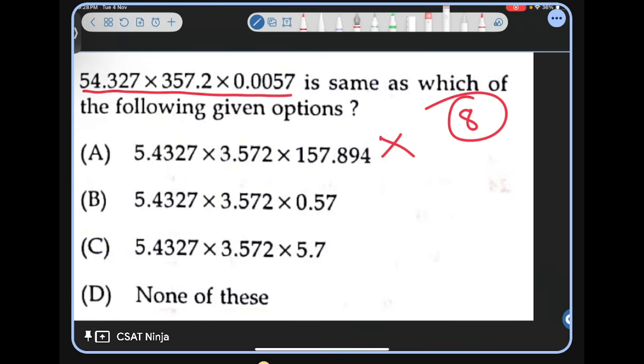Okay, so now which will be the answer? Let me count and check. 1, 2, 3, 4, 5, 6, 7, 8, 9. So this will not be the answer. Why? Because there are 9 numbers behind the point. What about this? Let's count and check. 1, 2, 3, 4, 5, 6, 7, 8. So this is the answer. So that is how you approach this type of question. Are we clear with this? First, compare the numbers. After comparing the numbers, you just count the decimal places. That is more than enough to get the answer.